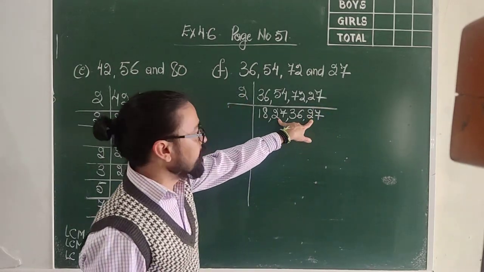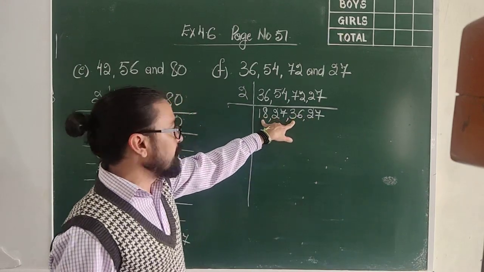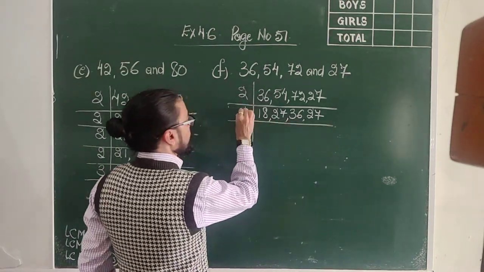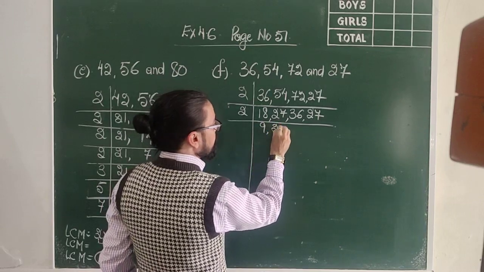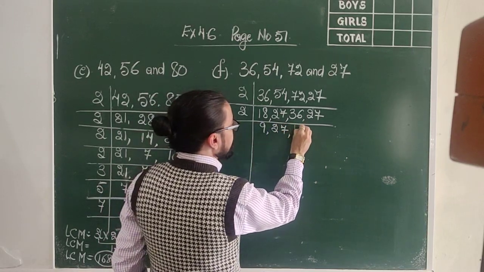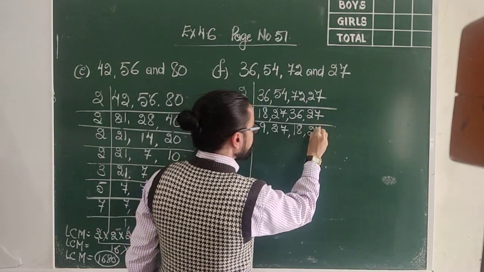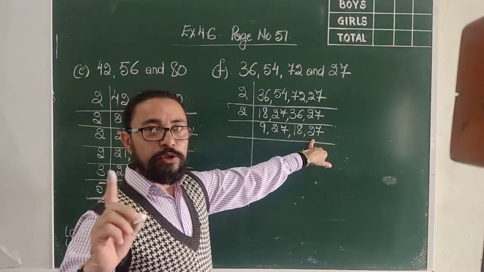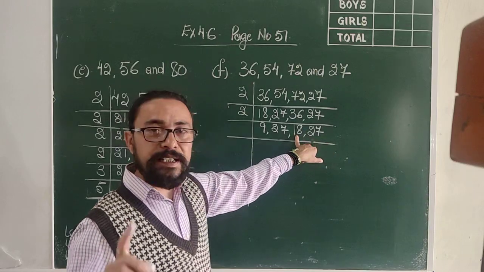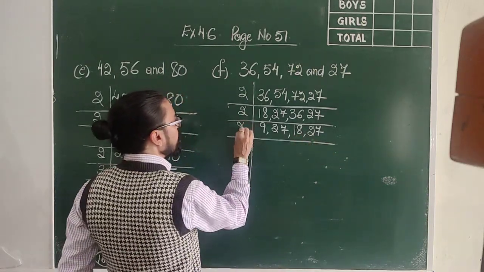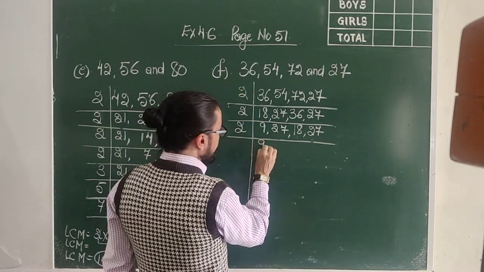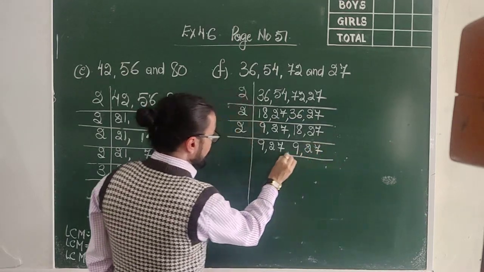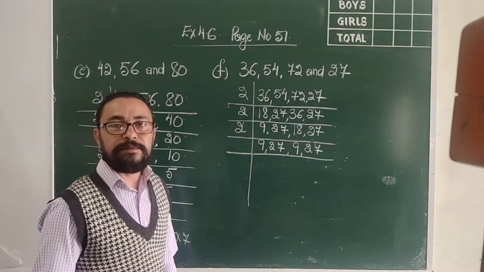Now 27, 27, they are not divisible by 2. But 18 and 36 are divisible by 2. So I continue with 2, 27 is copied down. So 2 nines are 18, 27 comes down, 2 ones are 2, 2 eights are 16, 27 comes down. 9, 27 and 27 do not divide by 2, but 18 is divisible by 2. So I continue with 2 till I cannot divide any of the numbers by 2. The remaining numbers are copied down. 2 nines are 18, 27 comes down. Don't skip any prime number. Now none of them are divisible by 2.